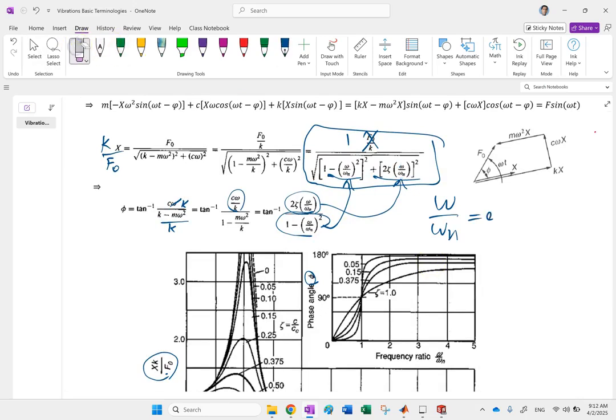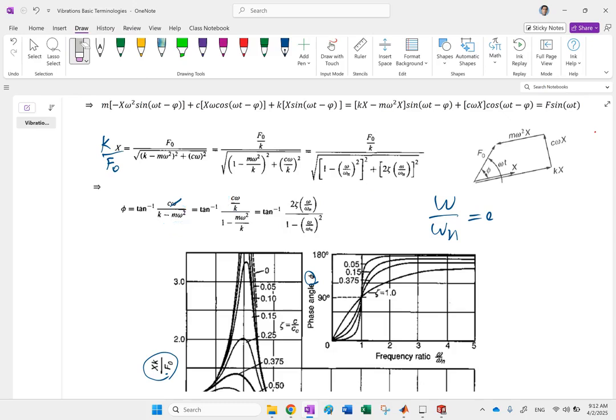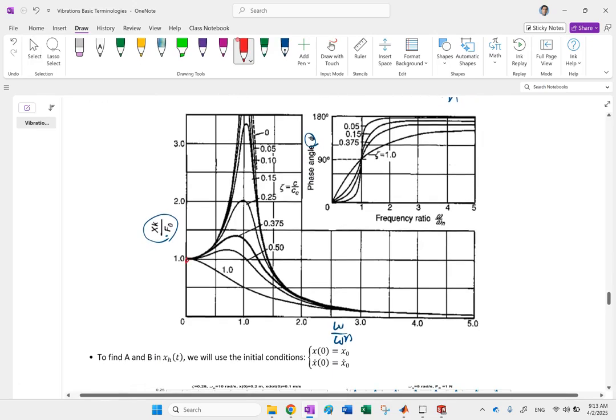Well, if you look at it at 0, this is going to be 0, this is going to be 0, so you should get a 1. Regardless of zeta, the magnitude should be a 1 for all of the curves, and that's what you see here. It's 1 for all of the curves, okay?